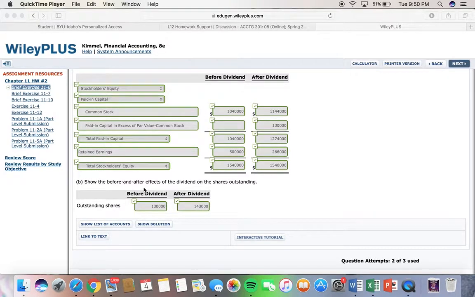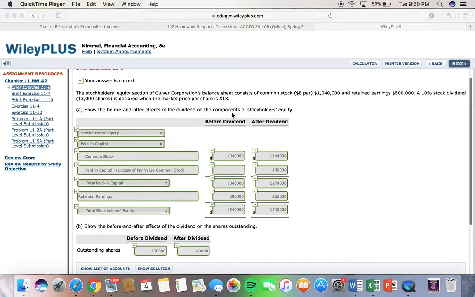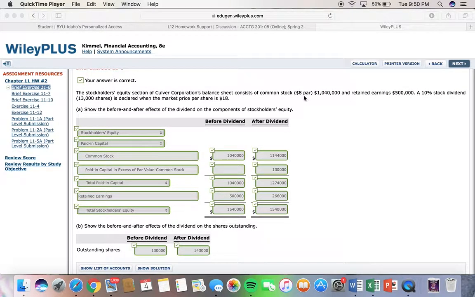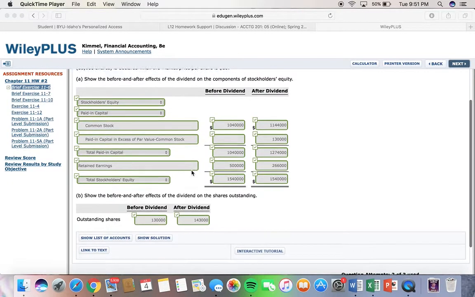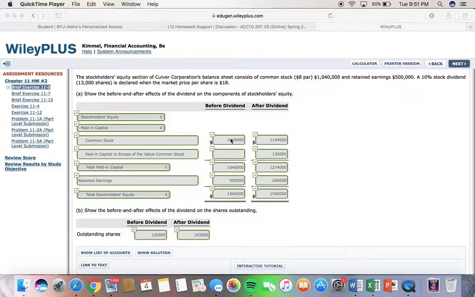It says show the before and after effects of the dividend on the shares outstanding. Before the dividend, outstanding shares is 130,000, and the way we get to 130,000 is we take the 1,040,000 of common stock up here and divide that by the $8 par value, which gives us a grand total of 130,000 outstanding shares. Now we'll go back up to part A for after the dividend.